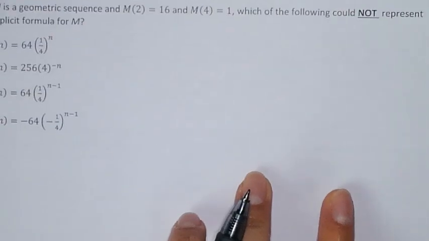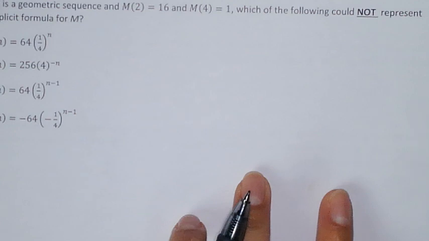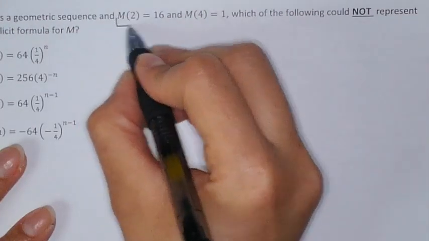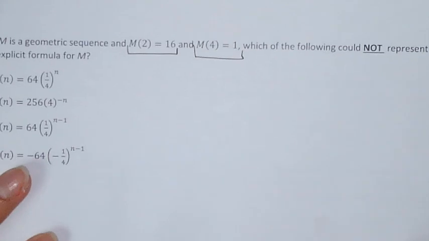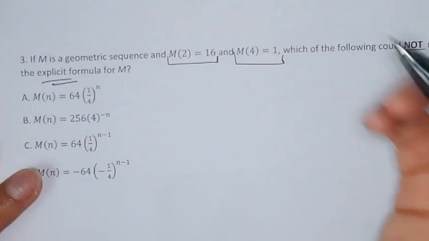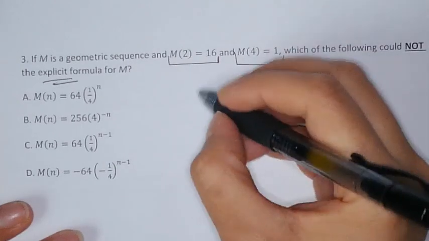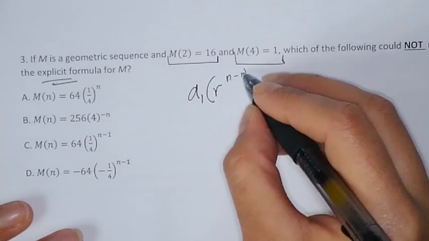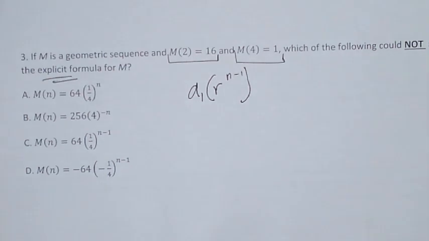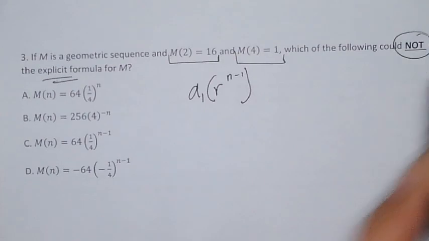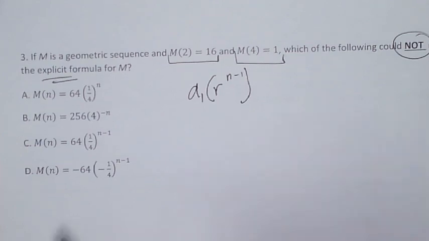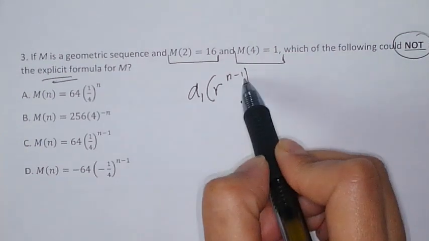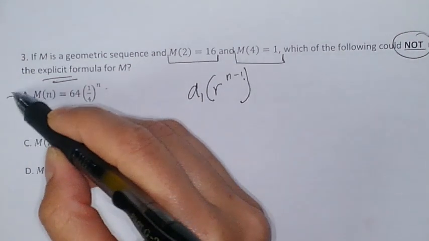Alright, so for the following one, which does not represent the explicit formula. Again, explicit, as you see in your multiple choice, would be your a sub 1 times the ratio to the n minus 1. Now I have to see what would fit there. So which one does not represent? Here I know that A and B could not be it because they don't have n minus 1 over here. So maybe those two are going to be out.